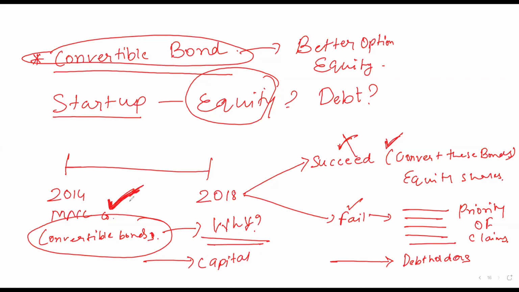Comfortable, guys? What is a convertible bond? A convertible bond is simply a bond that can be converted into equity shares at a future date. Fine, shall we move ahead?